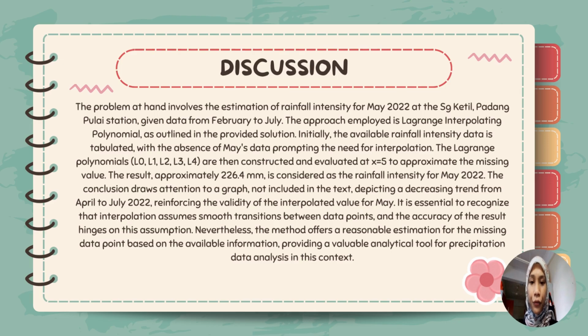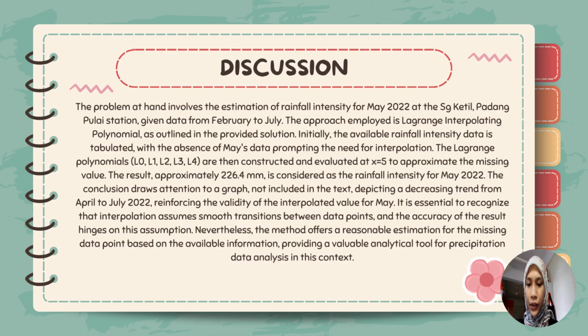The problem at hand involves the estimation of rainfall intensity for May 2022 at Sungai Kecil Padang Ulai Station. Given data from February to July, the approach employed is the Lagrange interpolating polynomial, as outlined in the provided solution. Initially, the available rainfall intensity data is tabulated, with the absence of May data prompting the need for interpolation. The Lagrange polynomial is then constructed and evaluated at x equal to 5 to approximate the missing value.